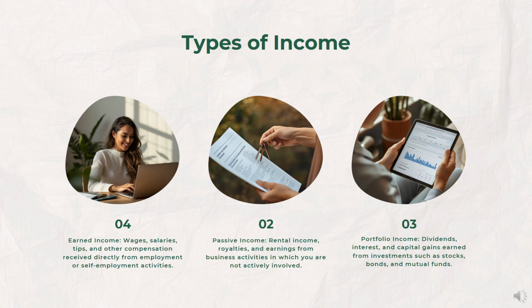Next one, passive income. Passive income is earned without actively working every day. For example, rental income, royalties, income from investments where active participation is not required. Example, if you own a house and receive rupees 20,000 monthly rent, this is passive income. Third one, portfolio income. Portfolio income comes from investments. Examples include interest from bank deposits, dividends from shares, capital gains from selling investments. Example, if you have invested in shares and receive dividends, that is portfolio income.